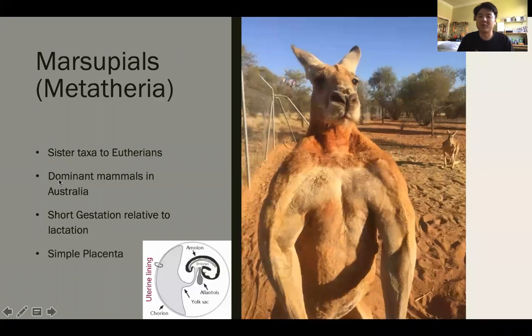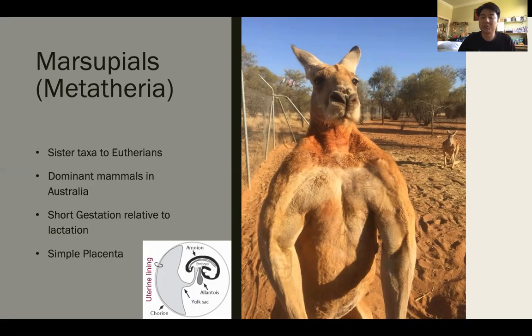After the monotremes, we have the marsupials, like this jacked up kangaroo here. I'm nowhere near as buff as that kangaroo. They're the sister taxa to Eutherians. Fun fact about marsupials is that they're only dominant over Eutherians in Australia. Everywhere else in the world, Eutherians are dominant in both diversity and numbers over marsupials.